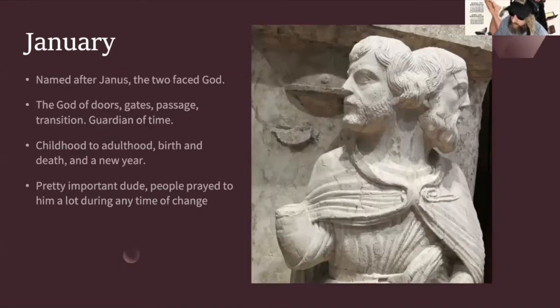So let's go into January. January was named after the god Janus, who was a two-faced god. He was the god of doors, gates, passage, and transition, basically the guardian of the transition of time. Examples of that would be childhood to adulthood, birth and death, a new year. He was regarded as a very important god. A lot of people had Janus statues in their home. I think there was an entire building dedicated to him, and they prayed to him for luck because transitions can be difficult.